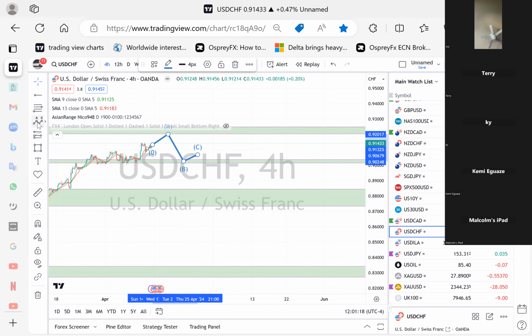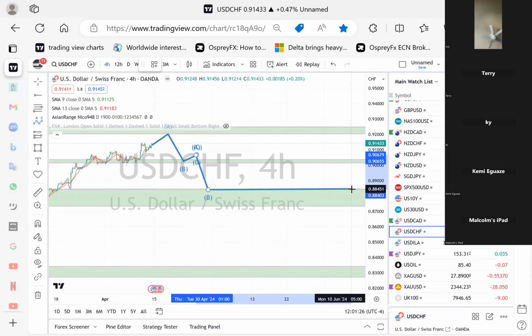So it hits that and goes up. That's my game plan. But if it doesn't and it breaks it, it's going to retest and then go down to the next zone.